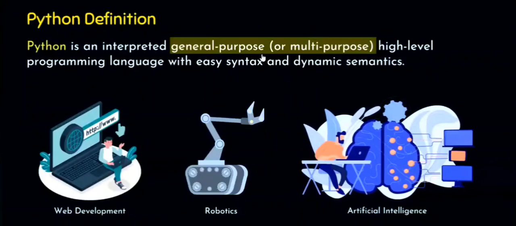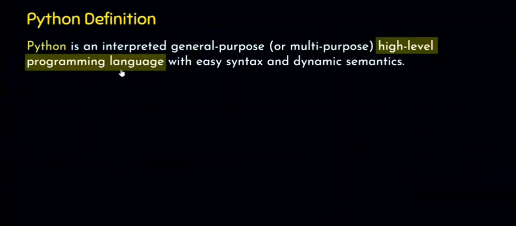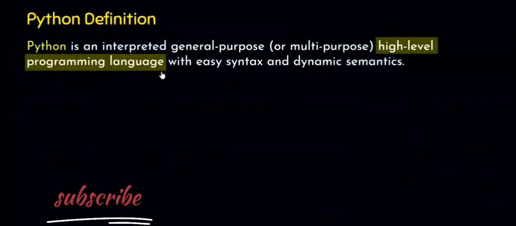Now, let's try to understand the meaning of high-level programming language. Python is a high-level programming language, and this means that we humans can understand this language without any problem. On the other hand, a low-level programming language is a language which only machines can understand well. By the way, machines can understand the language of zeros and ones, and we humans are not capable of understanding that language. Let me give you one example.